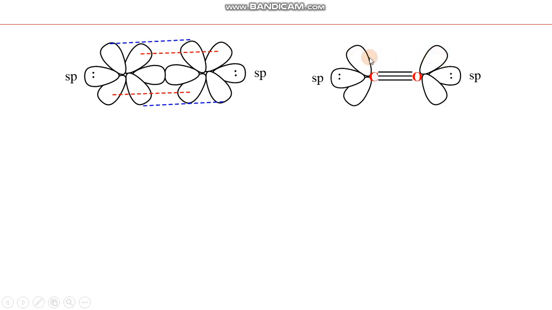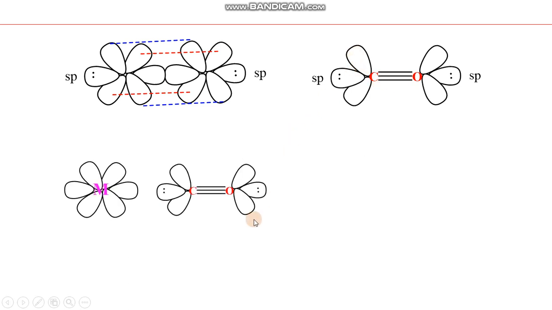So overlapping between these orbitals is not possible between these two species, and that's why they discourage the bonding between these two species. But they are still important and they will participate in secondary bonding if this carbon monoxide molecule acts as a ligand.